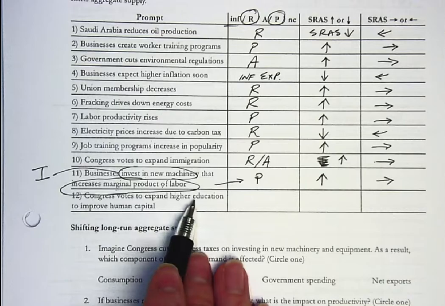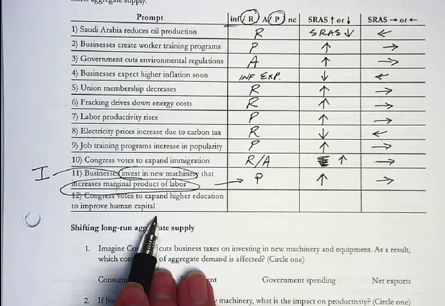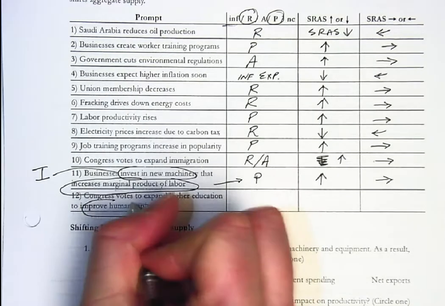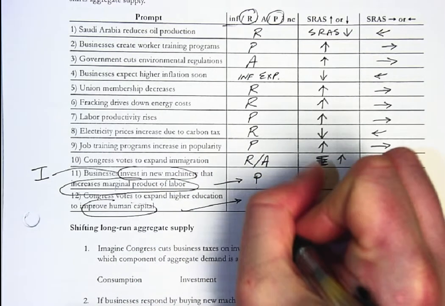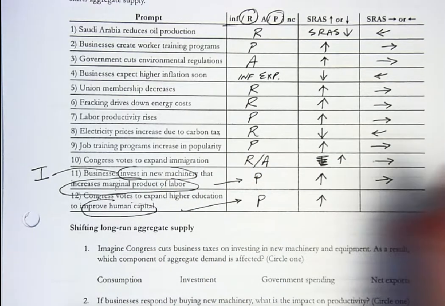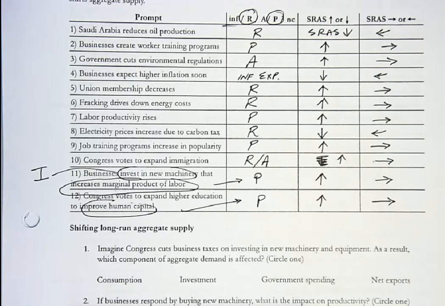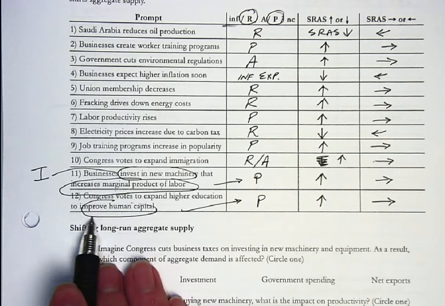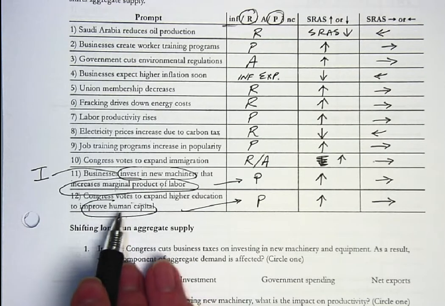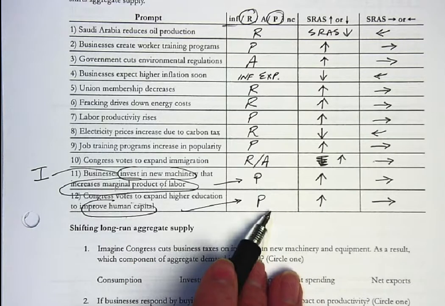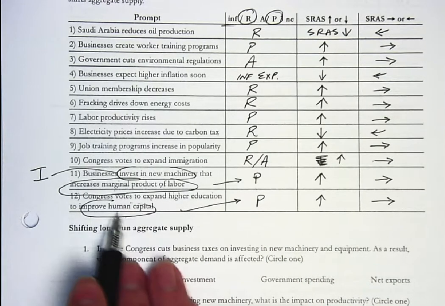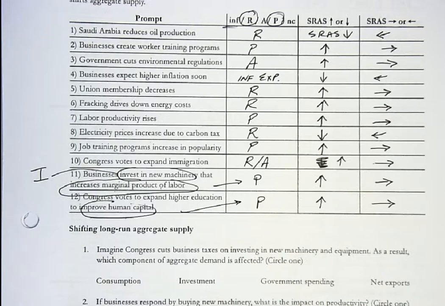Last, Congress votes to expand higher education to improve human capital. In this one, the improvement of human capital is productivity. And it's increasing that productivity, so it's shifting it to the right. So again, here we have the increasing human capital kind of hidden as a way of saying productivity. If we have better human capital, that means the workers are more skilled, so they're going to be more productive.